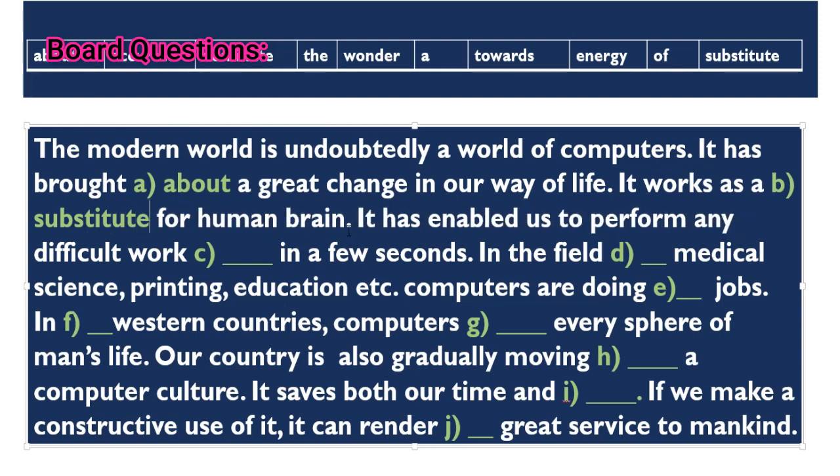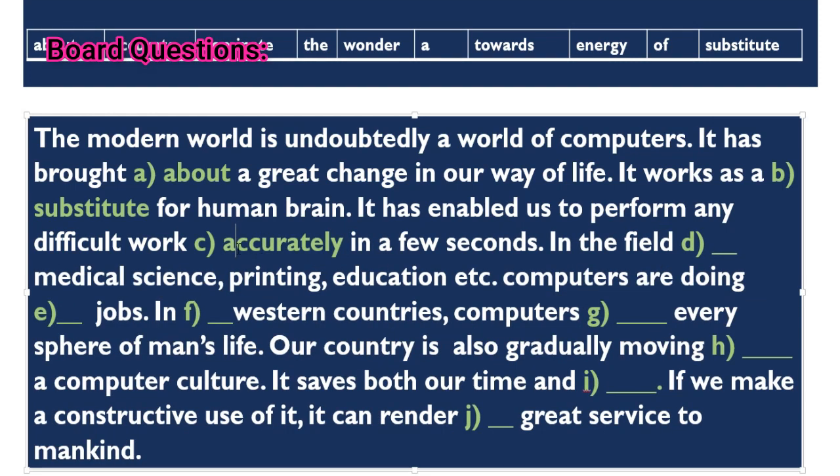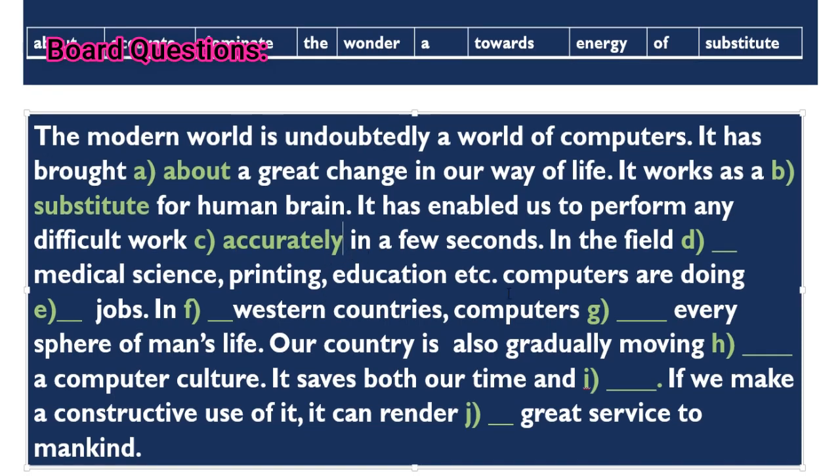Okay, then it has enabled us to perform any difficult work dash in a few seconds. After the object or verb, we know we can use an adverb. It has enabled us to perform any difficult work, how? We have to write how it works, and from the clue we can use "accurately". If we use accurately by adding "ly" to the word accurate, then it goes with the sentence.